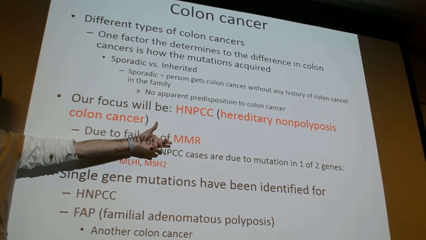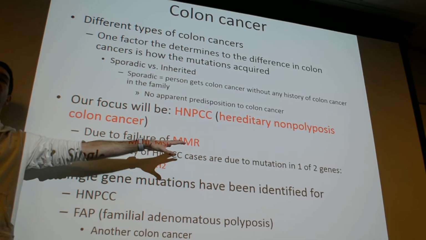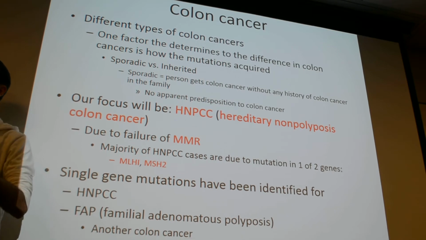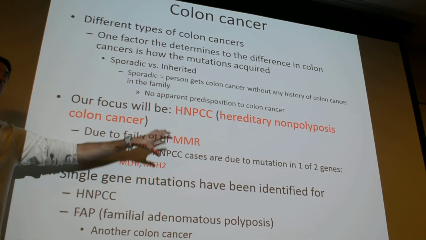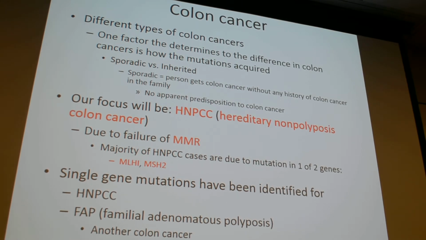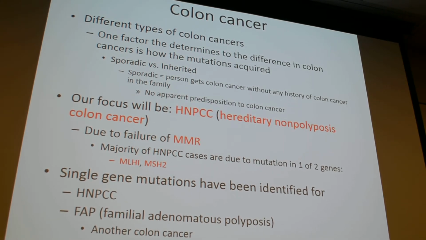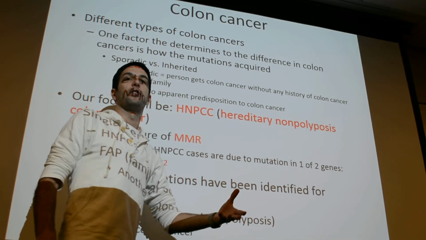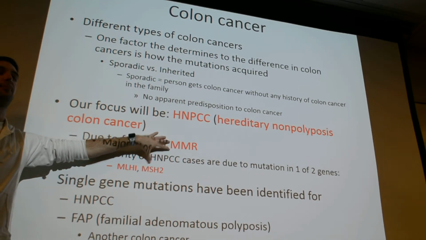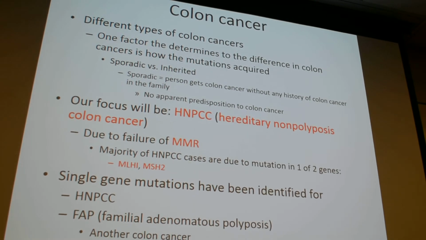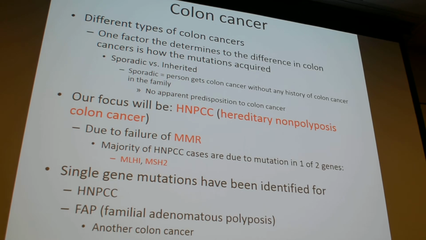MMR, all the repair mechanisms, it's not one protein, right? It's a host of proteins that all together work. If I screw up one of them, overall the entire repair pathway may be screwed up. However, just because I have this mutated, this doesn't mean that I'm going to have unrestricted cell growth. This just means I don't have this repair mechanism. In the case of HNPCC, we lose MMR, either the MLH1 or the MSH2.